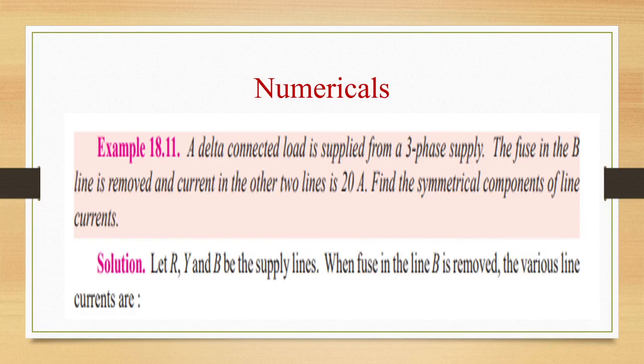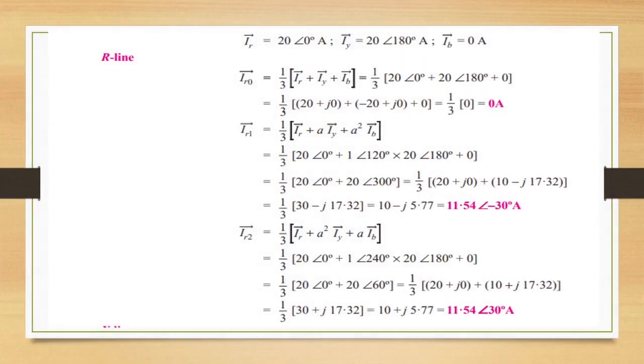A delta connected load is supplied from a three-phase supply. Fuse in the B line is removed and current in the other two lines is 20 amps. Find the symmetrical components of line currents. Let us see the solution. Let R, Y and B be the supply lines. When the fuse in line B is removed, the various line currents are IR is 20 angle 0 degree ampere, IY is 20 angle 180 degree ampere, IB is 0 ampere.